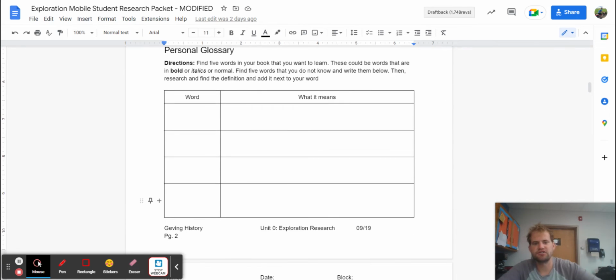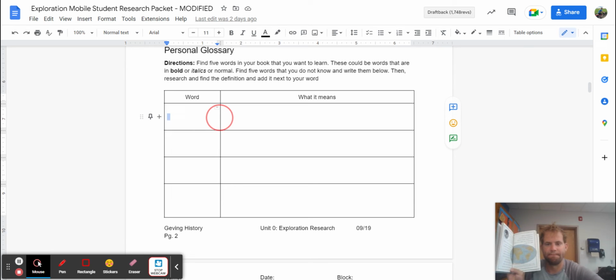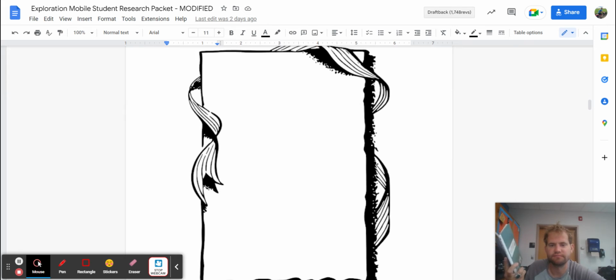The personal glossary section, I'm going to look through this book for 5 words that I would want to learn, and I'm going to find those 5 words because they might be bolded or italicized. Now, this book even has a small glossary at the very end. But as I go through, I might be looking for a word that I've never noticed before, and I would type that word here, and then I'll search it up. I'll look for it, and I can do that by either asking a friend, a teacher, or I can look it up too. I'm going to find 5 words that I didn't know before I started reading this book.